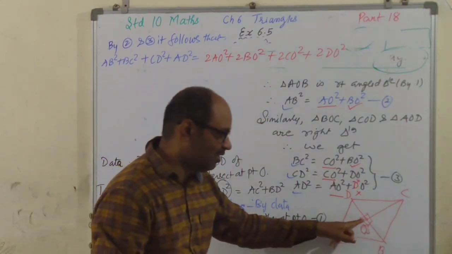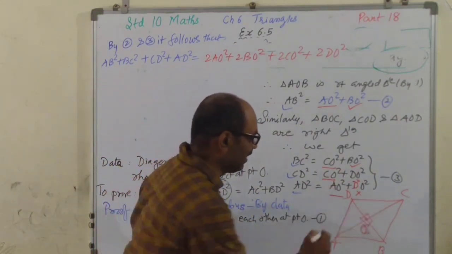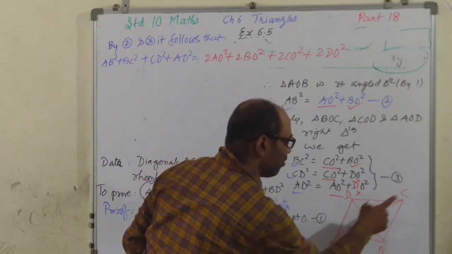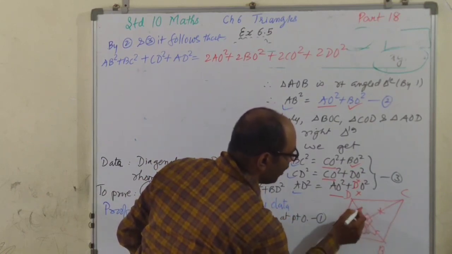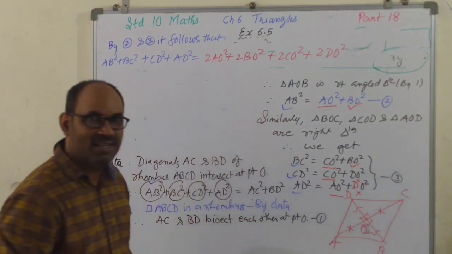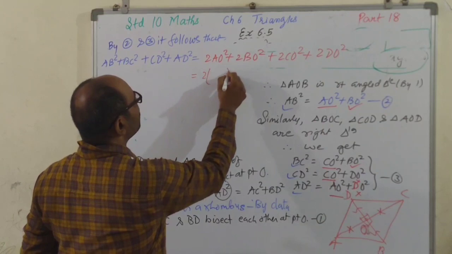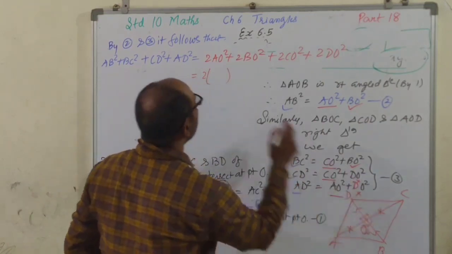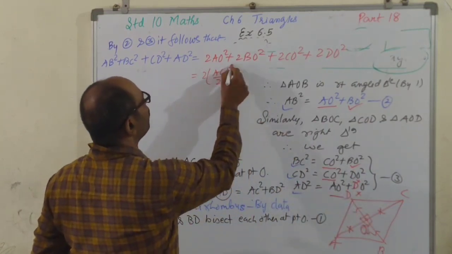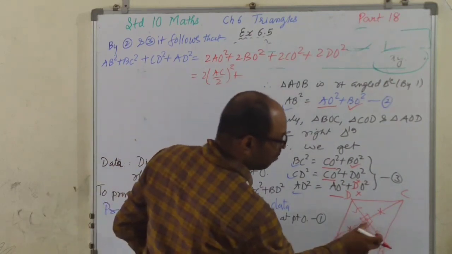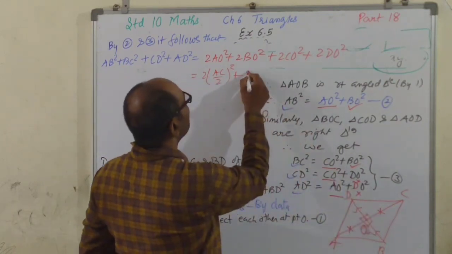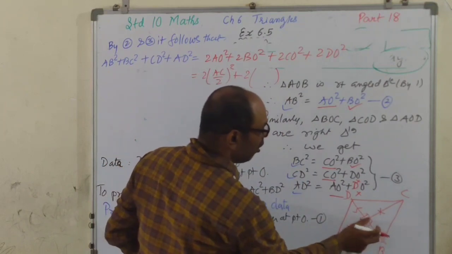AO is half of AC because diagonals bisect each other. This is equal to half of AC. BO equals DO equals half of AC. Therefore, 2 times AO square is 2 times AC by 2 square. Similarly, BO is half of BD. So 2 times BO square.